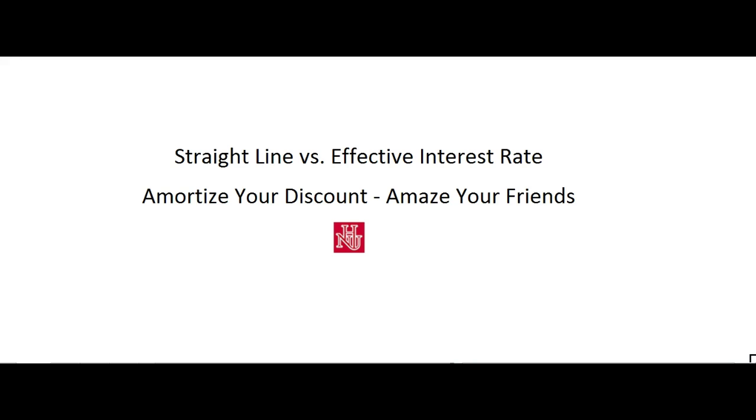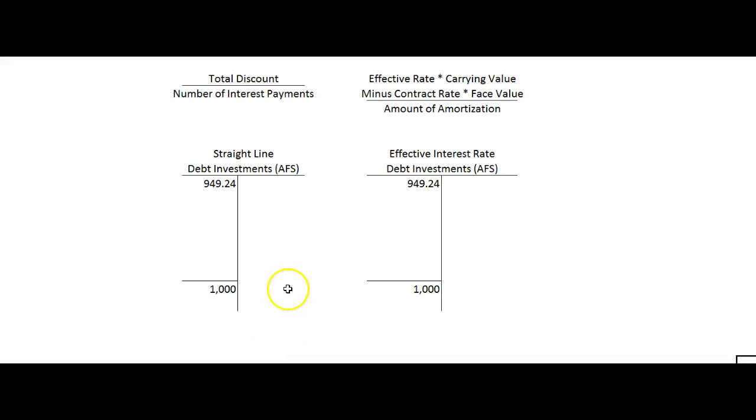So let's look at an example of straight line amortization of that discount versus an effective interest rate amortization of the discount in the situation where we have an available for sale security. Both are trying to do the same thing. In both instances, we're trying to get the discounted carrying value, if you will, up to the face value. So whether we're using the straight line method or the effective interest rate method, we're going to take a bond from the discounted price up to its face value at maturity.